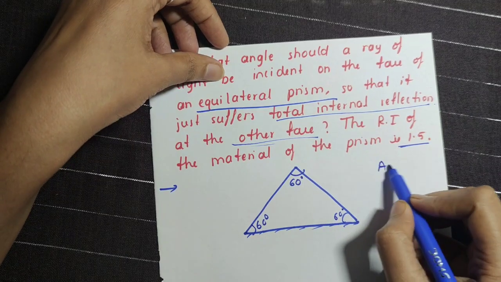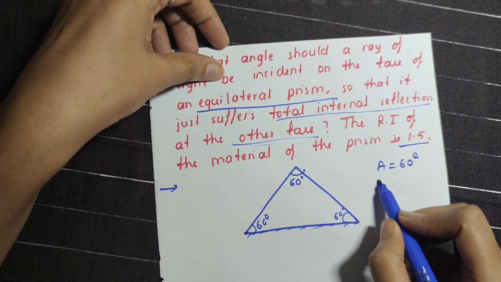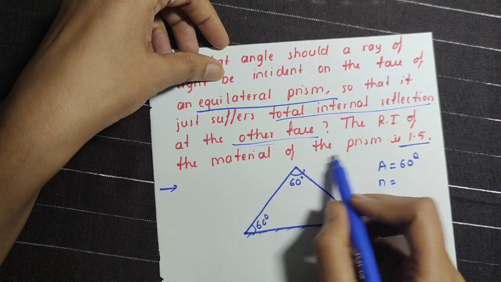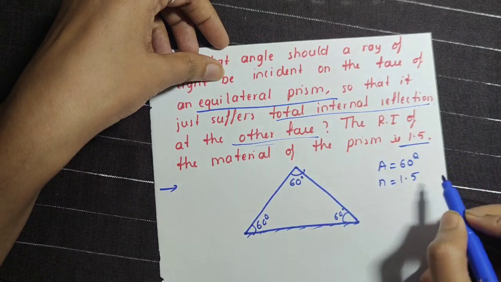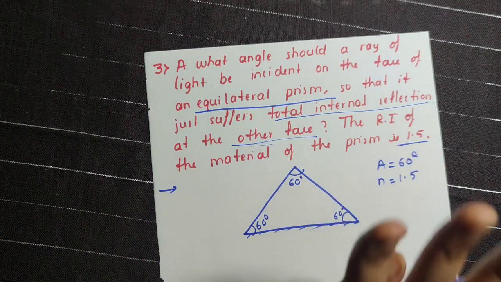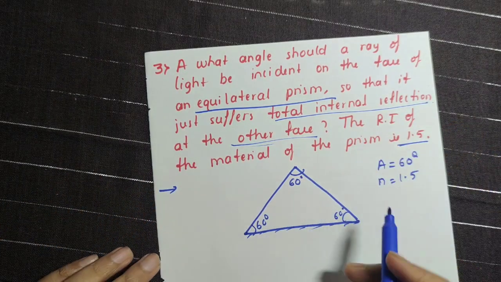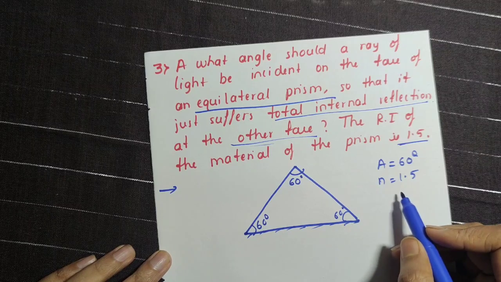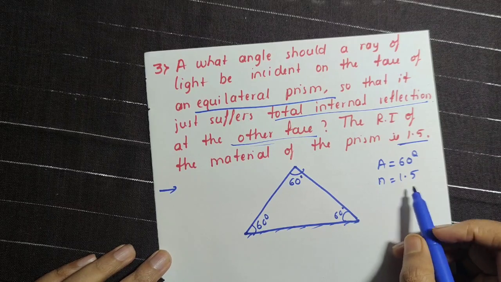So here is 60 degree and the refractive index of the material of the prism is 1.5. See, here in this question we can cover three things. One is Snell's law, another one is critical angle, another one is total internal reflection.